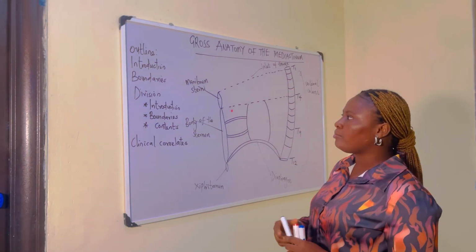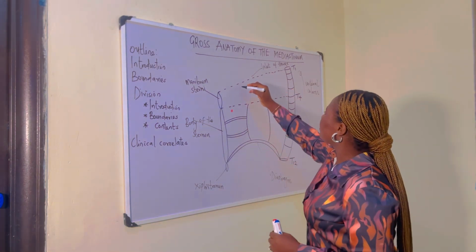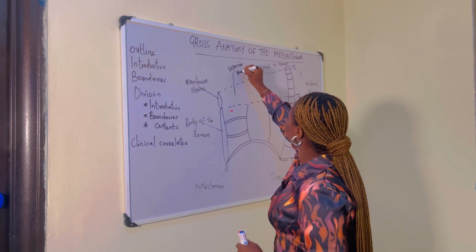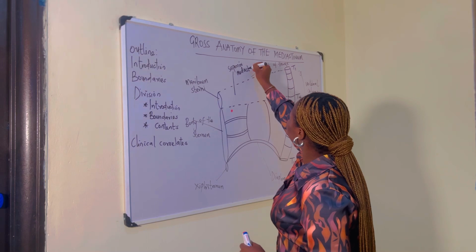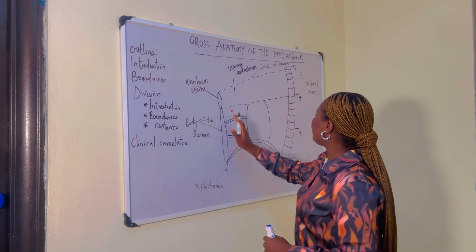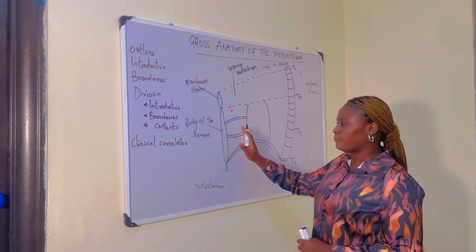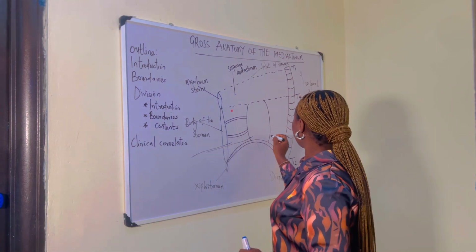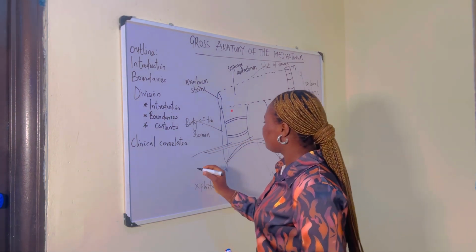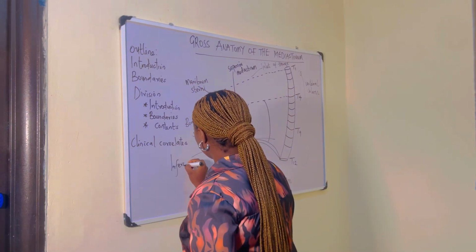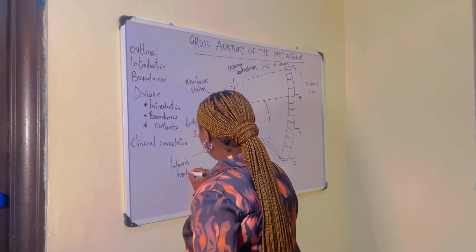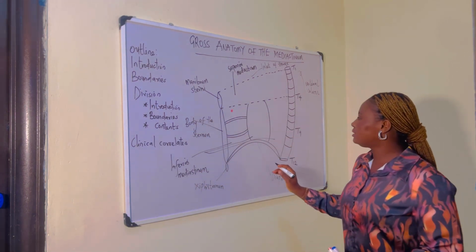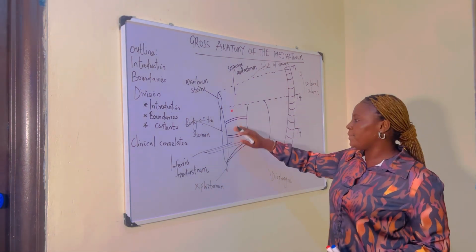Now, the mediastinum is divided into the superior mediastinum and the inferior mediastinum. So this, and this, are the inferior mediastinum.